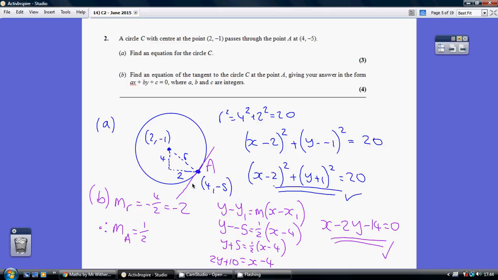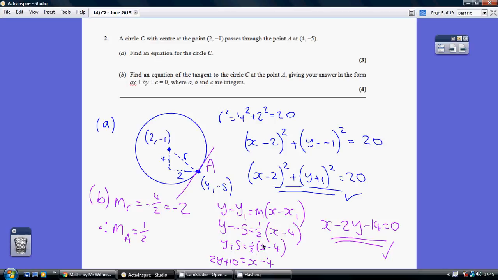Now the gradient of the tangent is perpendicular to the radius, so how do we work out that gradient? Well, we flip the minus 2 over and change the sign, giving us a gradient of a half. Now we're going to use the equation of a line formula, y minus y1 equals m(x minus x1). We know the gradient is a half. x1, y1 is any point on the line. Well, the point we know is point A, where x is 4, y is minus 5. So y minus minus 5 equals a half (x minus 4). Obviously y minus a minus 5 is y plus 5. So y plus 5 equals a half (x minus 4).